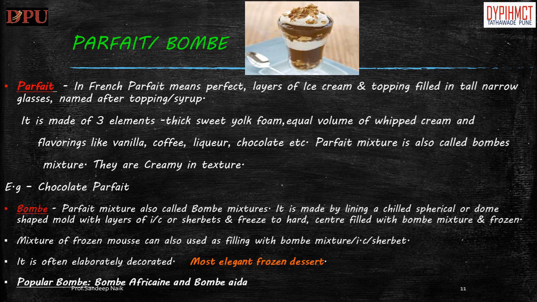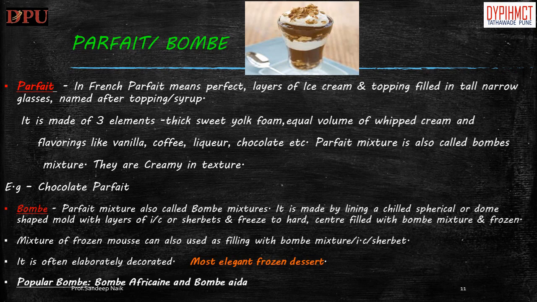It is creamy in texture. Egg yolks are combined with whipped cream and flavored. For example, chocolate parfait, which is made of 3 scoops of vanilla or chocolate ice cream alternating with layers of chocolate syrup, topped with whipped cream and shaved chocolate.